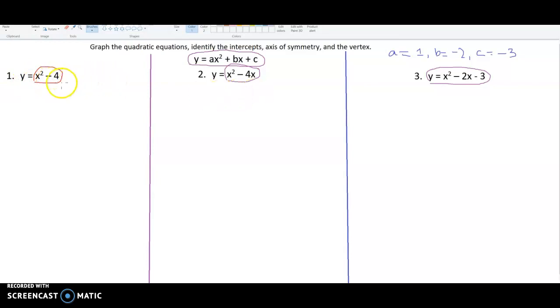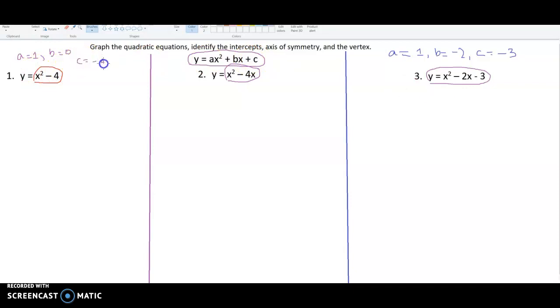Okay, so let's take a look at the first equation. It says y equals x squared minus 4. In this case, we know that a, even though there's nothing in front of the x squared, is understood to be 1. Now I notice that something is missing in the first equation. There is no bx term, so b is going to equal 0. And c, which is the constant term, is equal to -4.